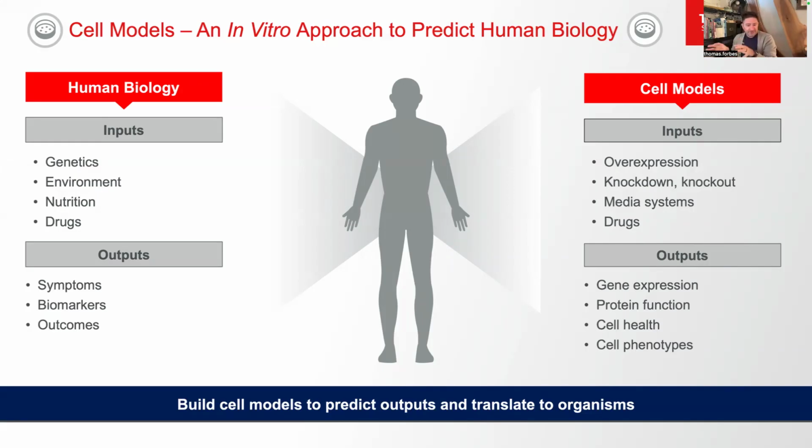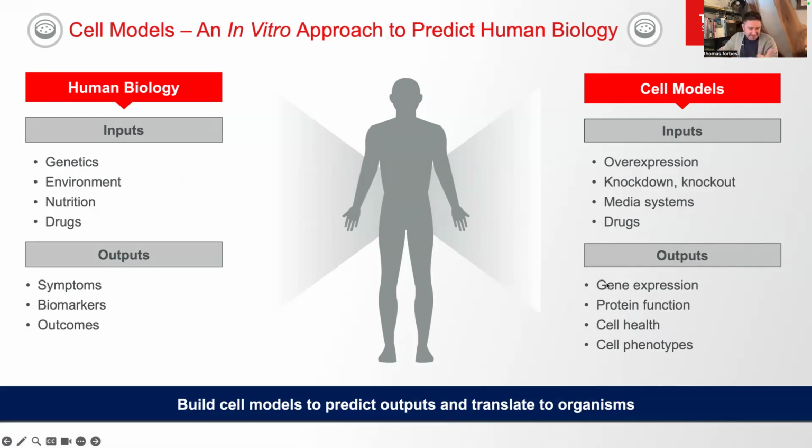And there's a lot of different types of outputs, right? They come in a lot of different flavors, right? We've got gene expression, protein function, cell health, cell phenotypes. The list goes on and on. I've only listed a couple here, but basically it's from these various inputs across the top here that we're able to generate all these different data or outputs, which of course we then decipher and then we translate back to the organism.